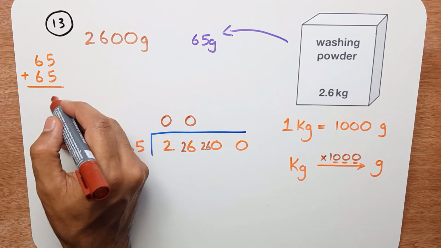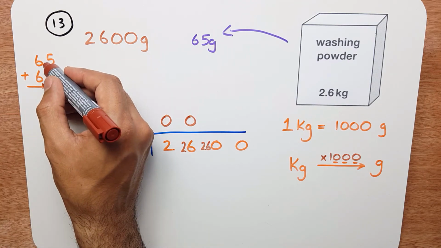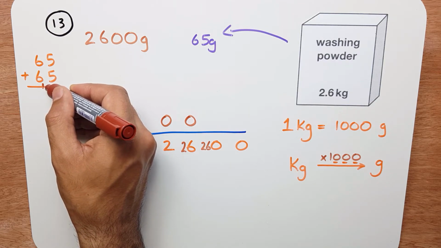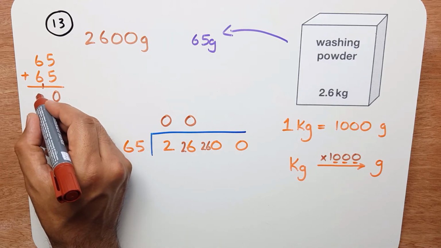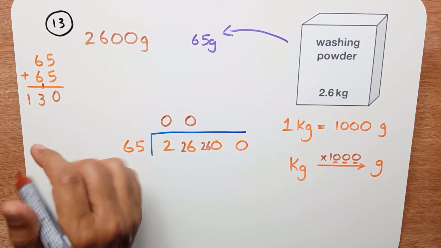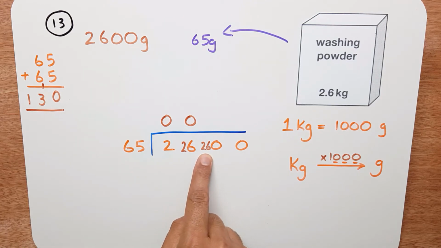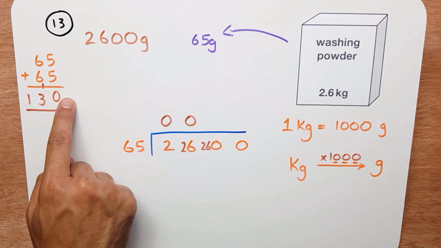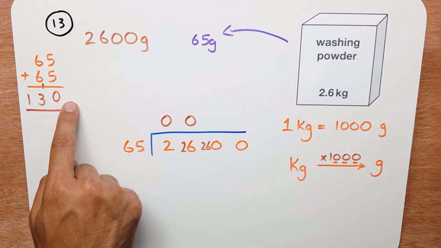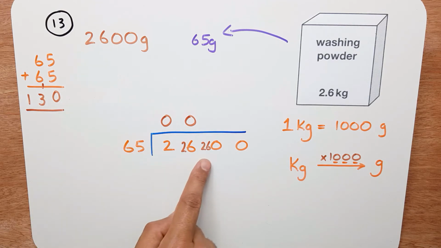5 add 5 is 10. I put the 0 here and I carry the 1 over to the next column. 6 add 6 is 12, plus this 1 I've carried over makes it 13. So I put the 3 down here and I carry the 1 over to the next column. I can write that straight down because there's nothing else to do. So my answer is 130. But I've got 260. Now for those of you who can spot that this 260 is double 130, you know there'll be 4 lots of 65. But if you didn't spot that, we'll carry on.